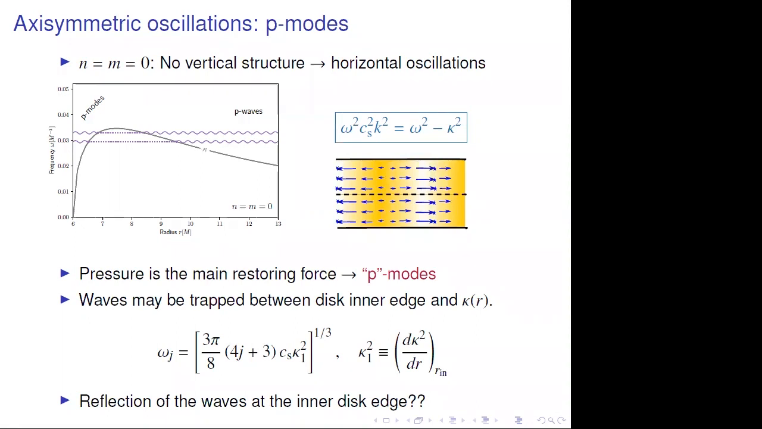longitudinal waves, right? So it looks like this. There is no vertical structure, so basically only horizontal displacement, making it denser and less dense. So it's really like a sound wave, right? Basically, what you know. We don't know the sound speed as yet. It's coming by experiment or theoretically.